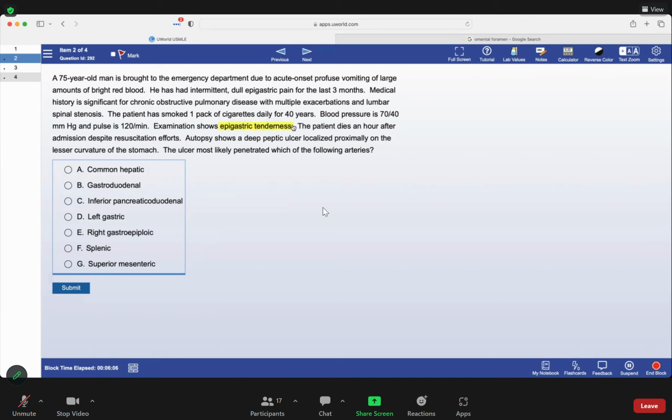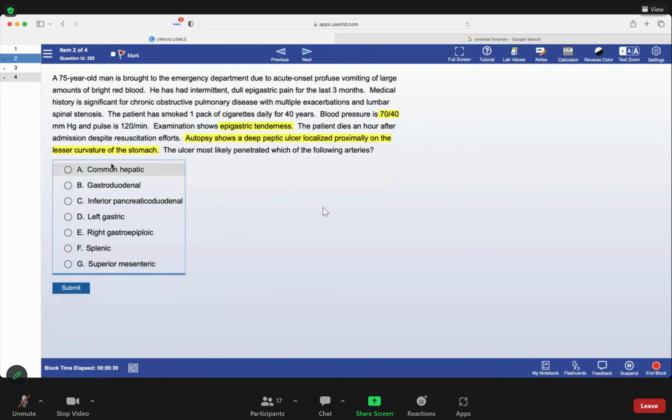See, until this, I still don't know the diagnosis because it's very vague. It could be so many things, okay? So the patient dies an hour after admission, and autopsy shows a deep peptic ulcer localized proximally on the lesser curvature of the stomach. That's the hint here, right? This is an ulcer in the stomach in the lesser curvature, so most likely gastric ulcer. Is that clear, folks? That should be gastric ulcer. And it should be bleeding because you see the blood pressure. All I know is it's bleeding from there.